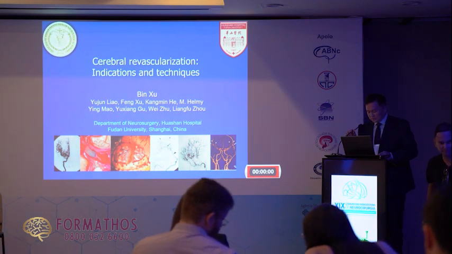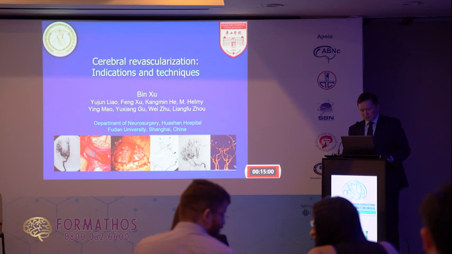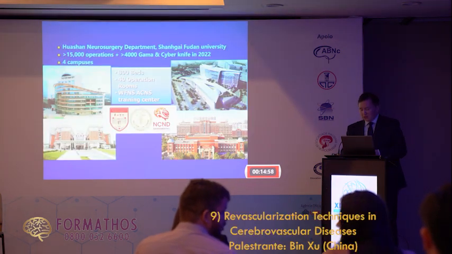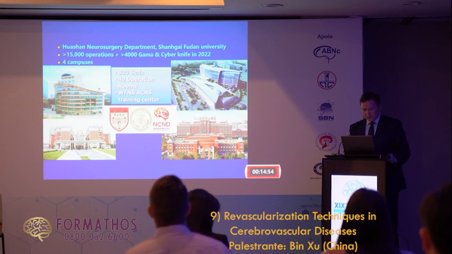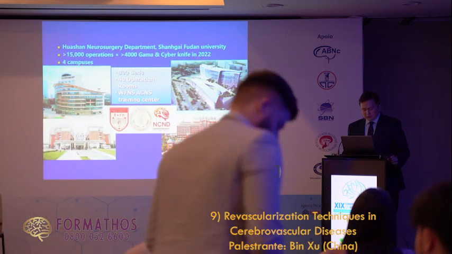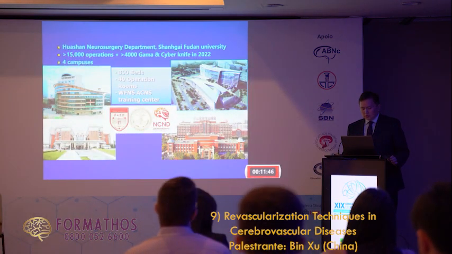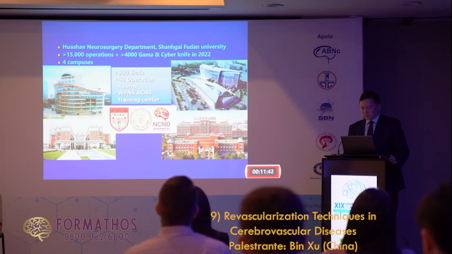Okay, dear colleagues, dear chairman, my name is Xu Bing from Shanghai Huashan Hospital. Our hospital is a very high volume hospital. We have 4 campuses, and last year we had more than 17,000 operations plus more than 4,000 gamma knife and cyber knife cases.